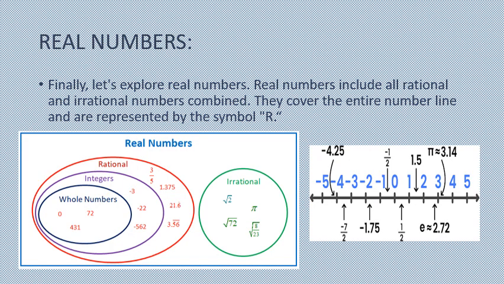Then the last one, but not the least, are the real numbers. Okay? So finally, let's explore real numbers. So what are the real numbers? Real numbers include all the rational and irrational numbers combined. They cover the entire number line and are represented by the symbol R. So real numbers are nothing but the combination of all the numbers together. Okay, so in real numbers, whole numbers also come, integers also come, rational numbers also come, and irrational numbers also come.